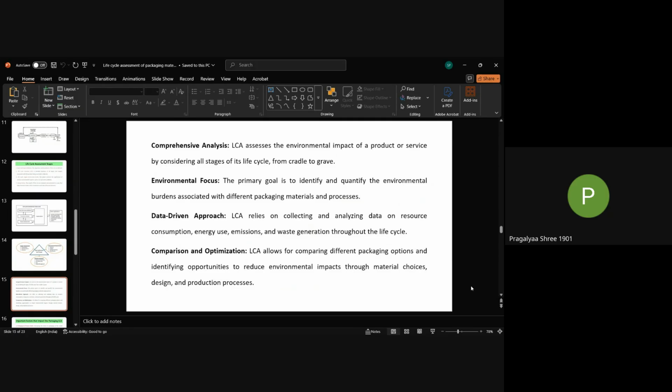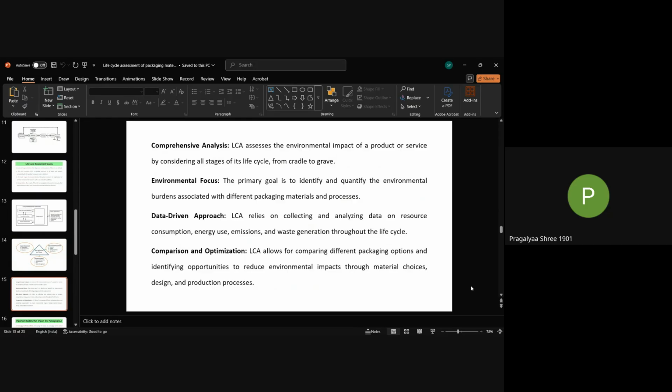So the LCA assesses the environmental impact of the product or service by considering all stages of life cycle from cradle to grave. So this is comprehensive. Together we are going to analyze everything, like raw material to end user or disposal. Environmental focus, the primary goal is to identify and quantify the environmental burdens associated with the different packaging material.